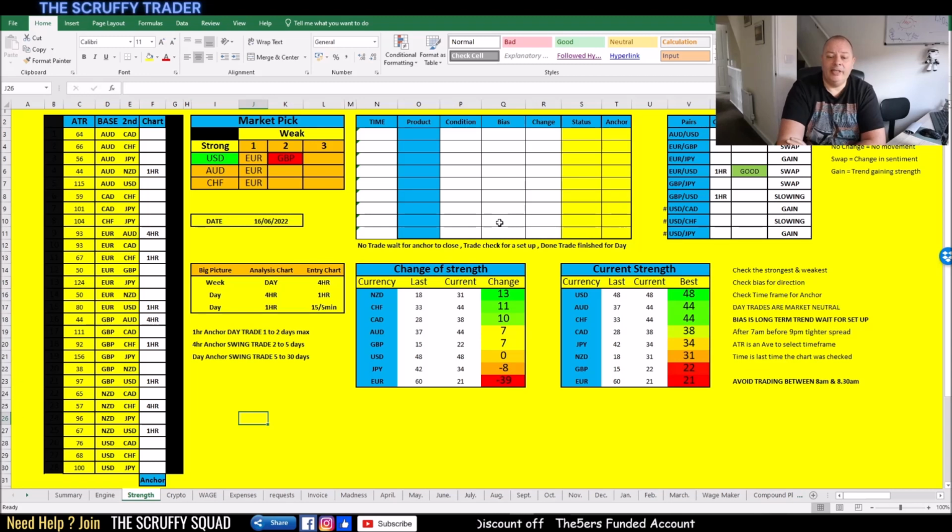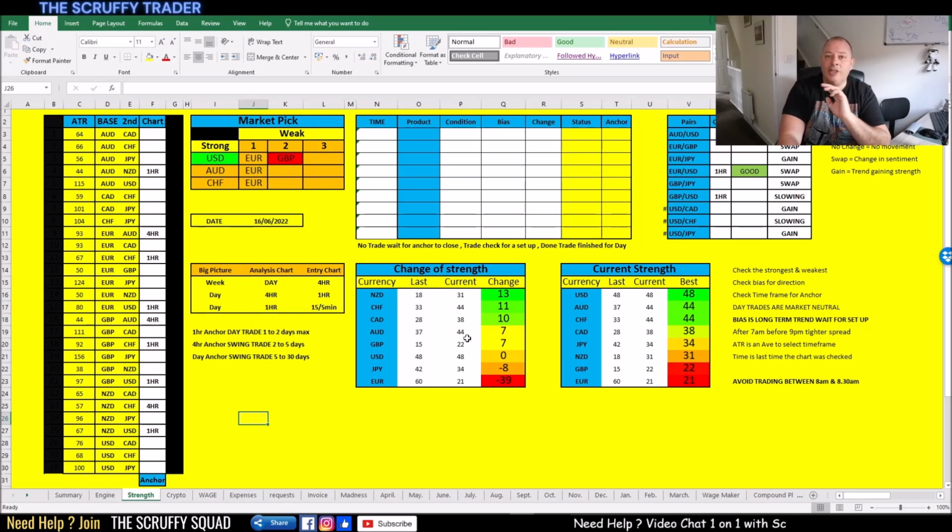So the way I read this is very simple. I'm looking for the strongest versus the weakest. Okay. And this pick here will start picking out, it'll look at the top three versus the bottom three. It's not bothered about the middle ground. Why? Because I want movement. All right. And I know that versus that is going to move. All right. So that's the first thing I'm looking at. Nothing to do with direction, just the movement.